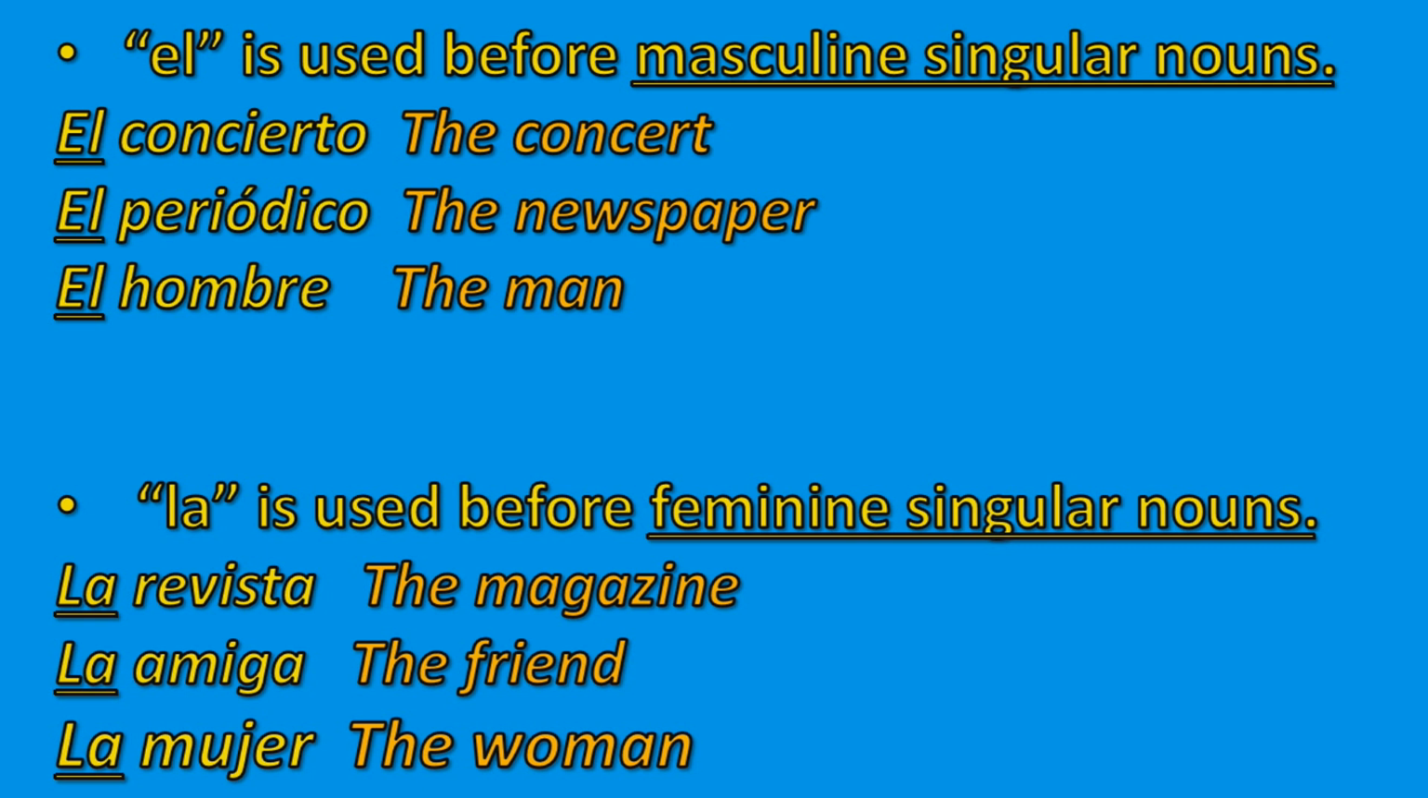Okay? So here I have la. La is another definite article in Spanish. La is used before feminine singular nouns. For example, la revista. Revista ends in the letter A, so it's feminine. So I say la revista, the magazine. Okay, I have another example. La amiga, the friend. La amiga. Amiga also ends in the letter A, so it's feminine. So I say la amiga, the friend, but a girl, a woman, all right?